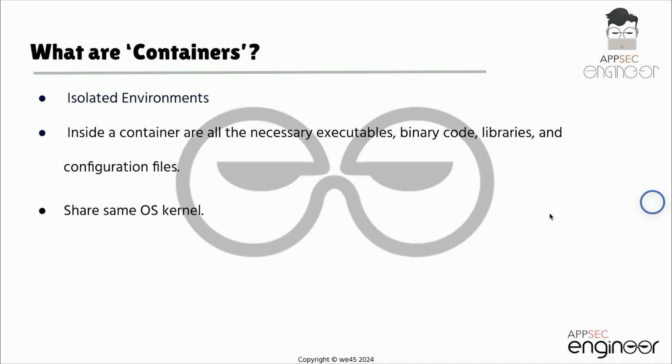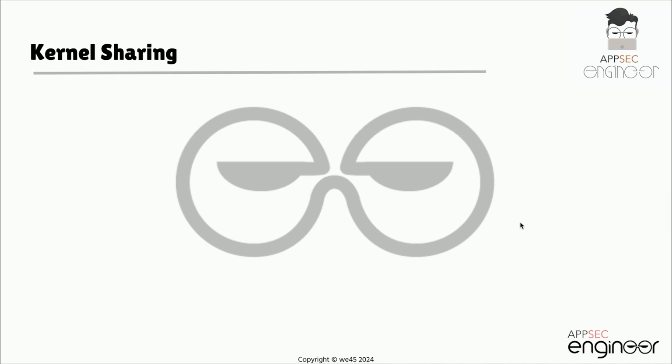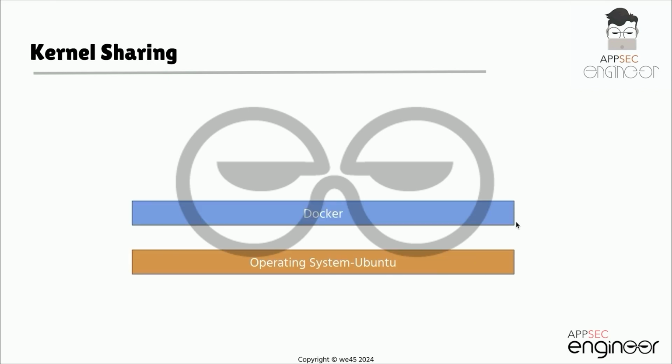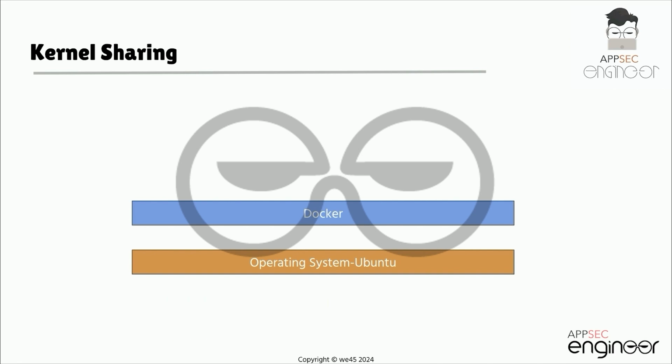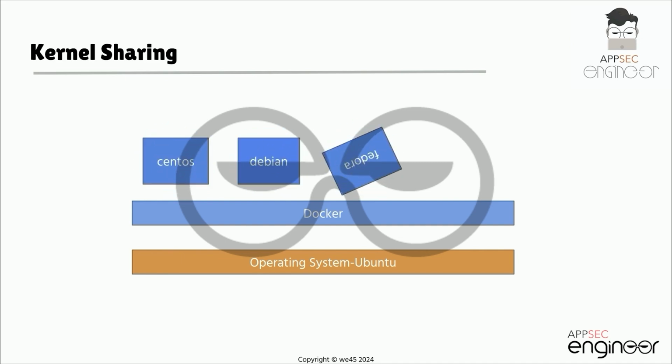We have kept on talking about sharing the same OS kernel. So let us understand what this sharing of kernel means. So now let us say we have a system with Ubuntu OS, and Docker is installed on top of it. So Docker can run any flavor of operating system on top of it as long as they're all based on the same kernel. In this case, our kernel is Linux. So say suppose the underlying operating system we have is Ubuntu. Docker can run any container based on any other distribution like CentOS, or you can have Debian, or you can have Fedora, and so on and so forth.